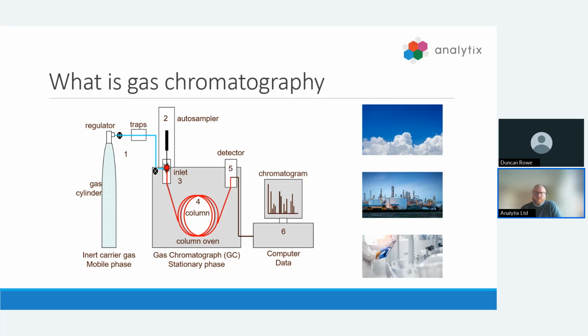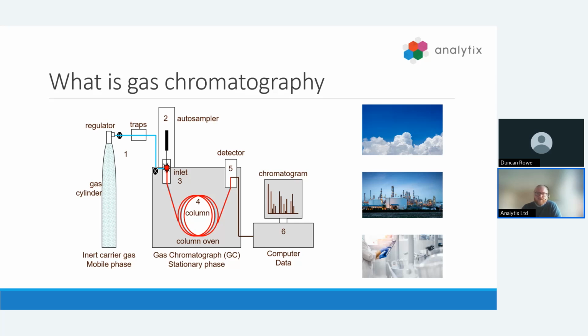The time it takes an analyte to pass through the column and reach a detector is referred to as retention time. As you can see on the right-hand side, we have a chromatogram there, and this is how our data is presented. So you have detector response on the y-axis against retention time on the x-axis.